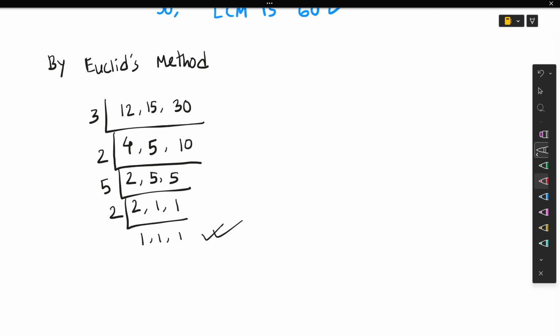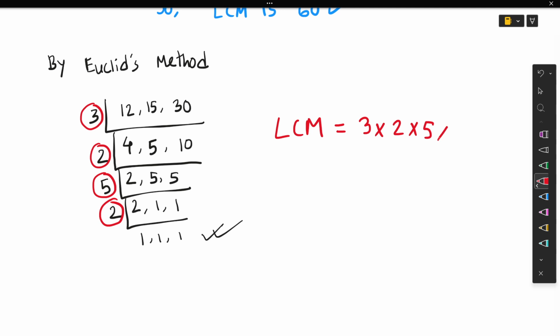So what is the LCM? The product, or multiplication, of all these marked values will be the LCM here. So LCM is equal to 3 times 2 times 5 times 2. You will get 60 here. Okay.